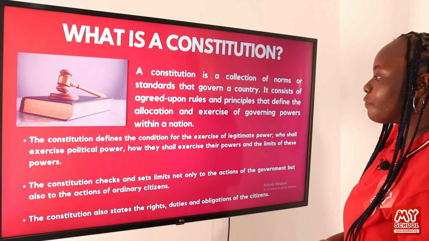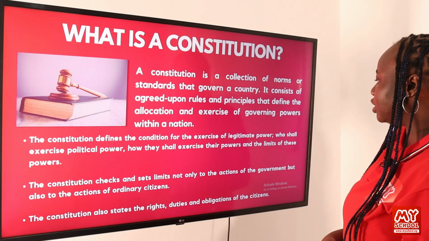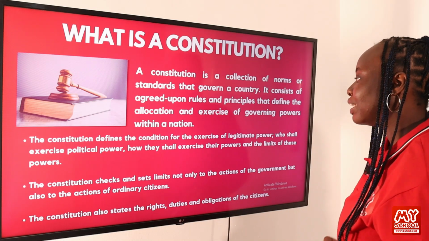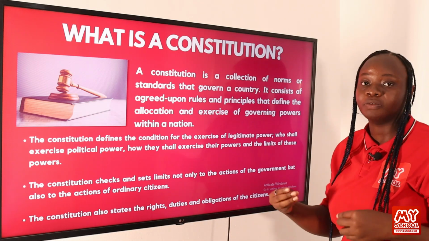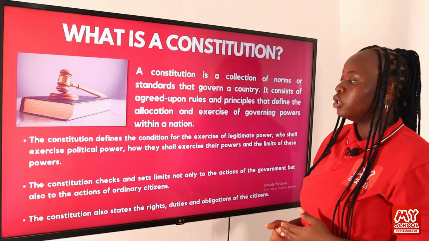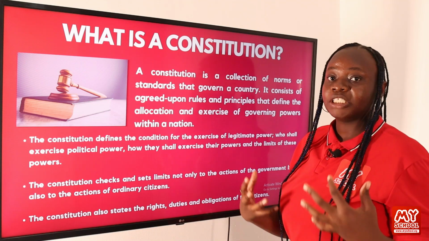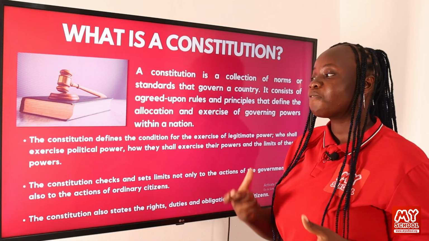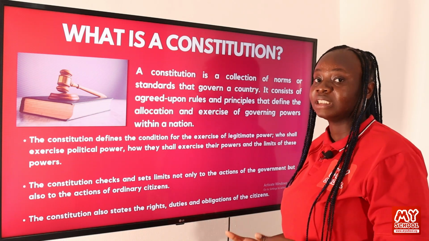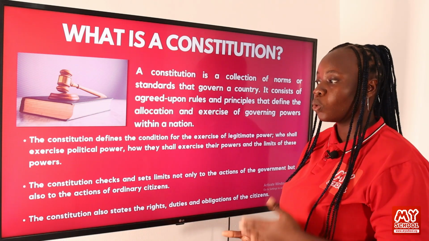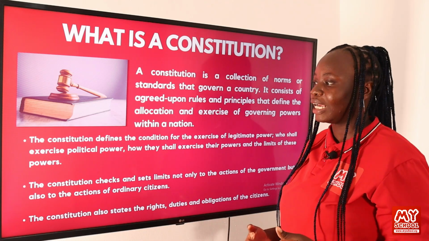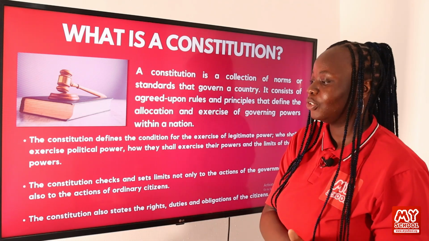All right, the constitution defines the condition for the exercise of legitimate power, who shall exercise political power and how they shall exercise their powers and the limit of these powers. So it's all about how power should be allocated within the country. So when political power is given to a certain group of people, the Constitution defines how they should exercise this power to ensure they are not abusing the rights of the citizens placed under their care. So the exercise of power, how this power should be allocated within the society, is stipulated in the Constitution.